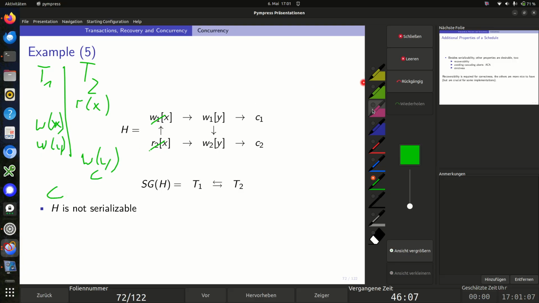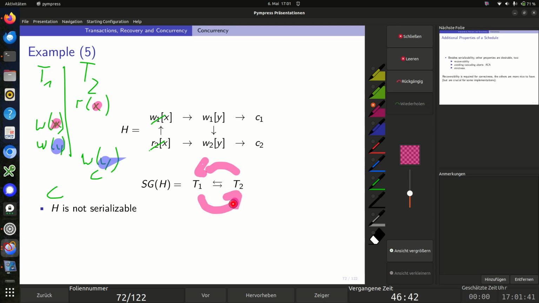And therefore you see we have the first conflict on x and we have the second conflict on y. And therefore it must be interleaved like that. And therefore we have a cycle in between, and as soon as we have a cycle, the execution order cannot be serialized anymore. So here the serialization graph is cyclic, and therefore there's no serial schedule.